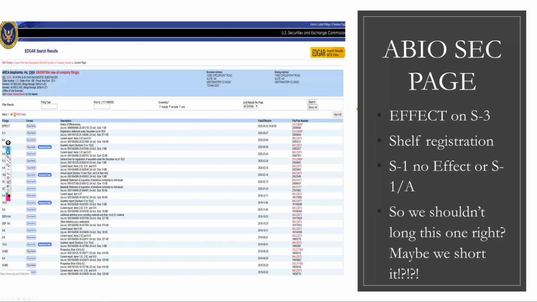So this was ABIO's SEC page. Do you see that they had an effect right here for the S3 that was filed? Type a 2 in if you do not know what an effect is. Does everybody understand the effect?